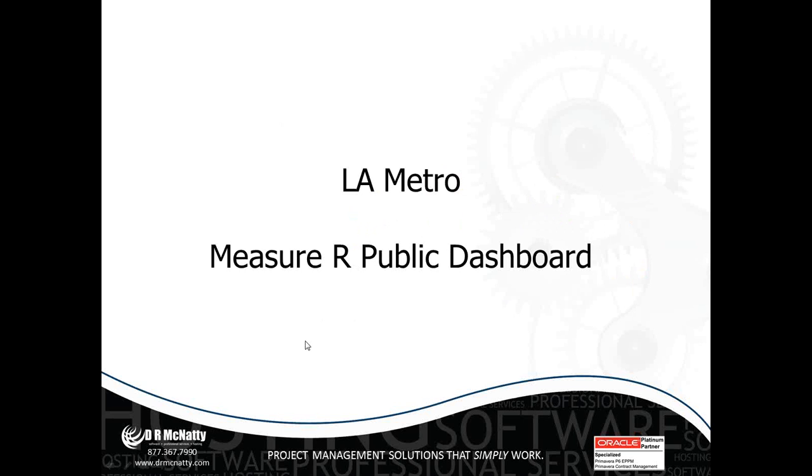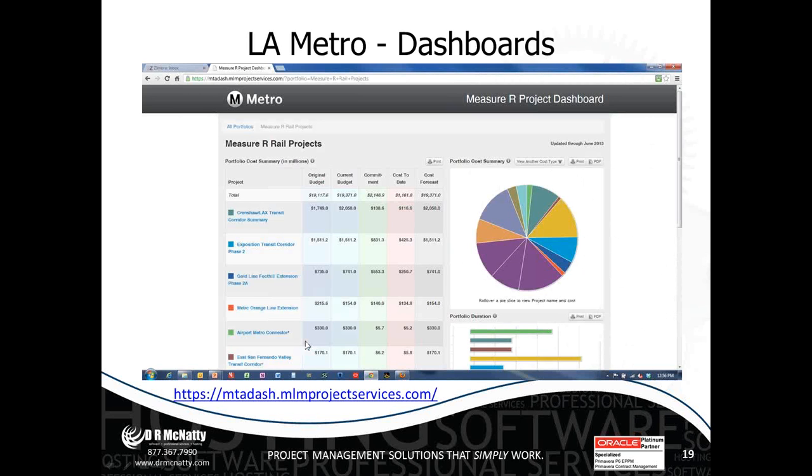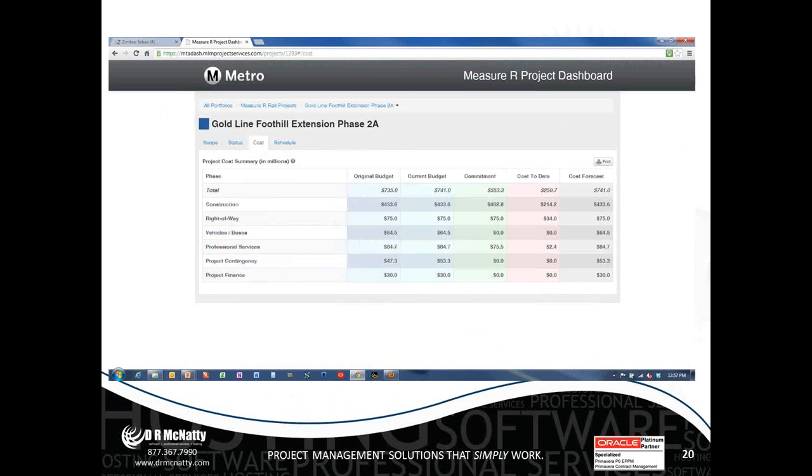Next, I'll show you the Measure R public dashboard. This just went live this week. There's actually the link to it, and we'll get into that a little bit when I get to the demonstration, so you can see what kind of speed we're looking at. But, you know, this is information that's intended for the public. It's colorful, it's summary. Most of all, it comes right out of the project management information system that LA Metro has spent several years deploying.